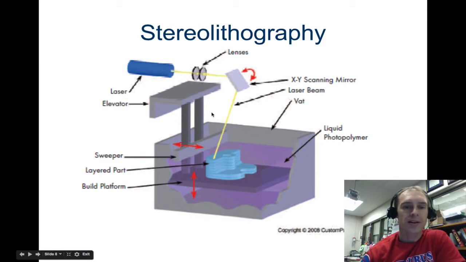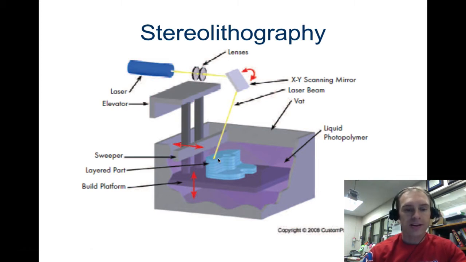So the first example is stereolithography, and stereolithography uses a low-power laser beam that's traced across a vat of liquid polymer. So those are kind of the main things that you probably want to note, that it uses a laser over a liquid polymer. Then UV light solidifies the polymer, so solidified by UV light.